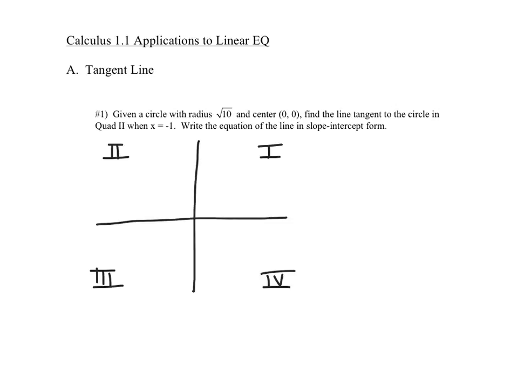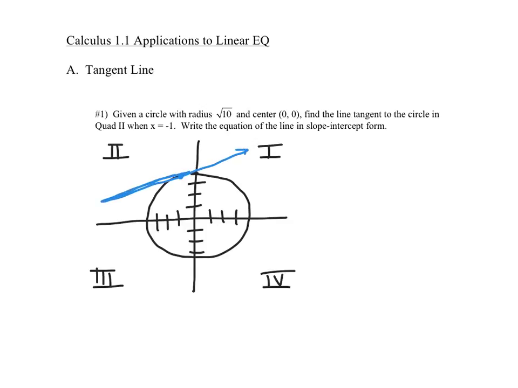Okay, so what we have is a circle with radius root 10. Root 10 is about what, 3 point something? So we'll go 1, 2, 3 in each direction, because root 9 is 3. We'll go a little past 3 and draw a circle. What we're trying to do is find the line that's tangent to the circle in quadrant 2 when x is negative 1. So here's where x is negative 1, and we want to find the tangent line. The tangent line is the line that's just going to touch the circle right there.